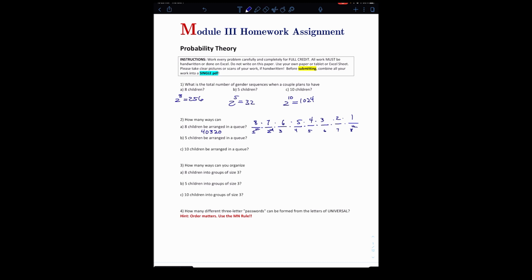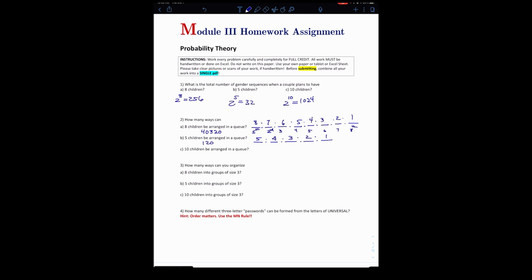Same as the other one. 5 children have to be arranged. There are 5 positions: 1, 2, 3, 4, 5. Any of the 5 could be in the first position, but once one of them is standing up there, there are 4 left to be in the second position, and so on. So again, this is a product of 5, 4, 3, 2, 1, which is 120.